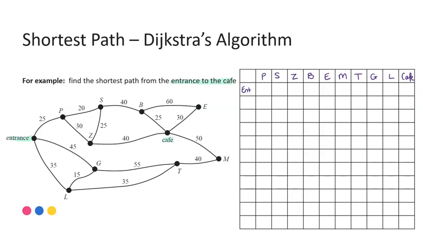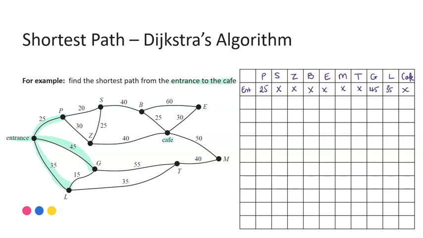So again, entrance, direct connection to P is 25. So we can write 25 in the box there. Working across, there is no direct connection to S. There is no direct connection from entrance to Z. There is no direct connection to B, E, M, T. Now there is to G. We've got a direct connection of 45. And there is to L, a connection of 35. No connection to the cafe.